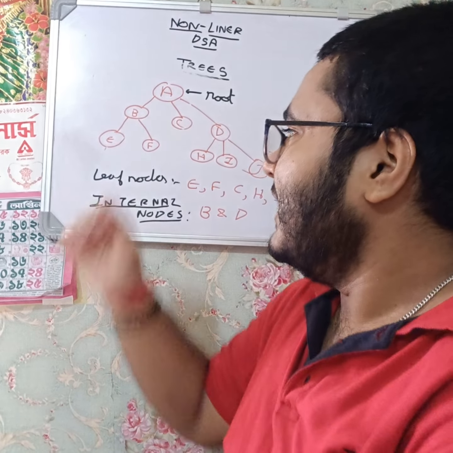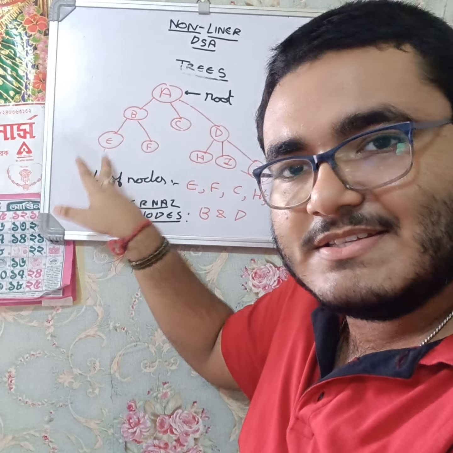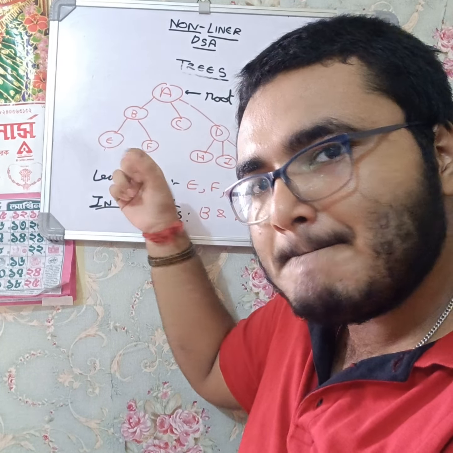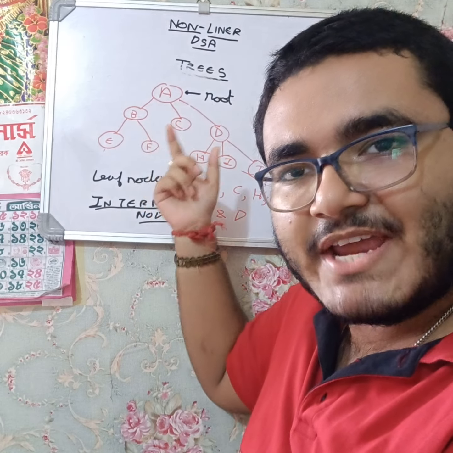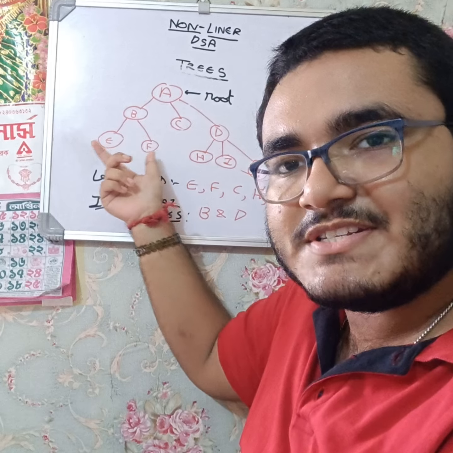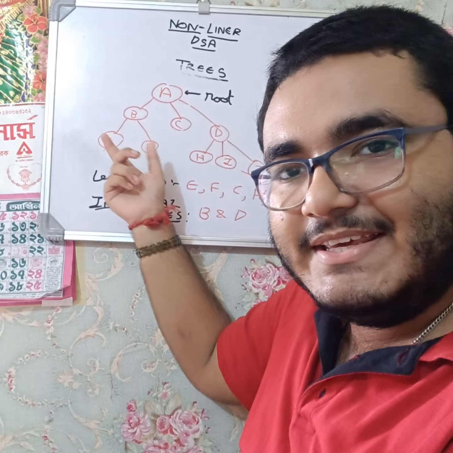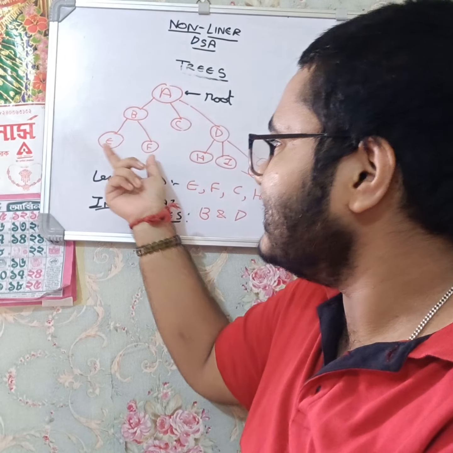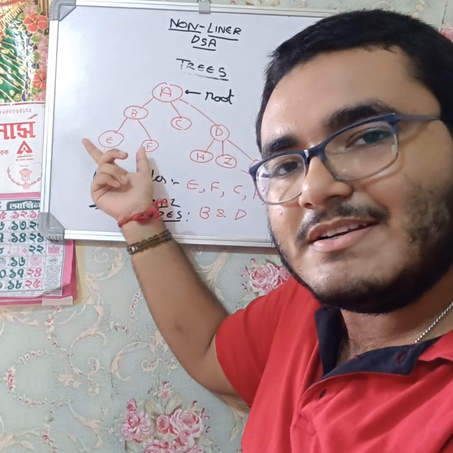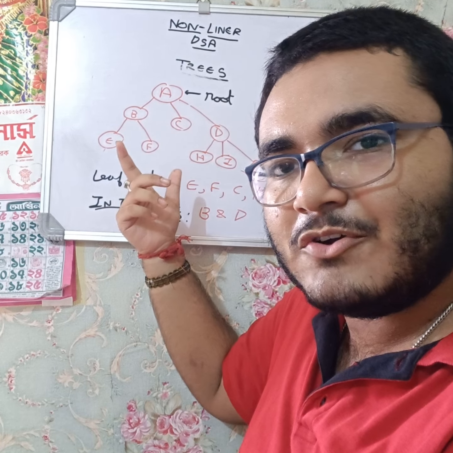Okay, so if I try to say E is a child of B, and also F is another child of B, so can I say that these nodes are siblings? So that can be called that E and F, the relation between E and F, they are siblings. Okay, so who is the grandparent of E?